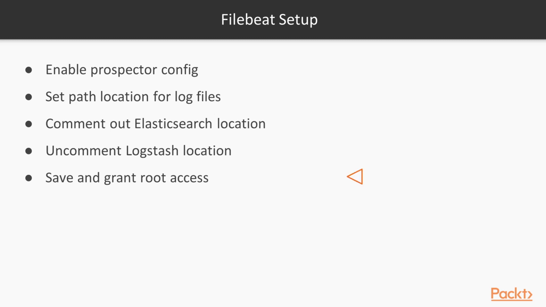Finally, you need to save the filebeat.yml file, and then from command line, use the sudo chown root command to grant root access to the filebeat.yml file. Again, we're going to walk through this during the demonstration part of our future video.